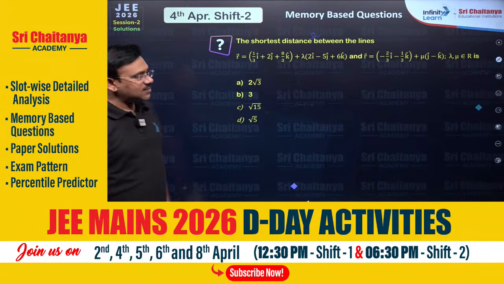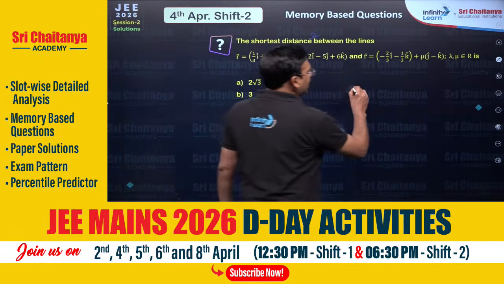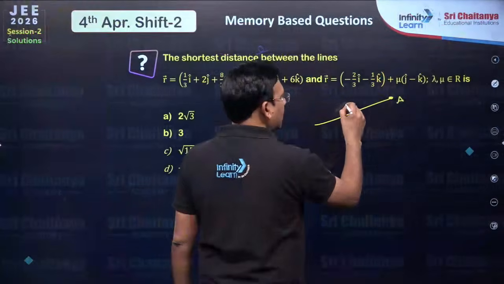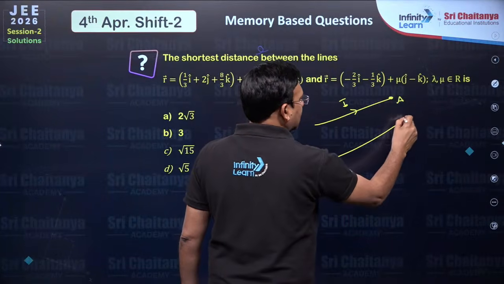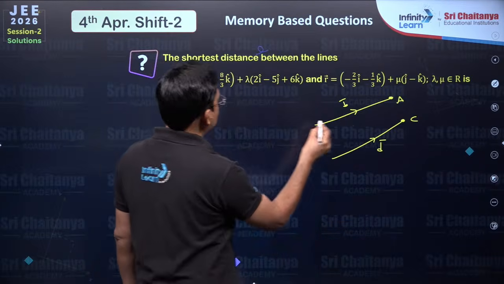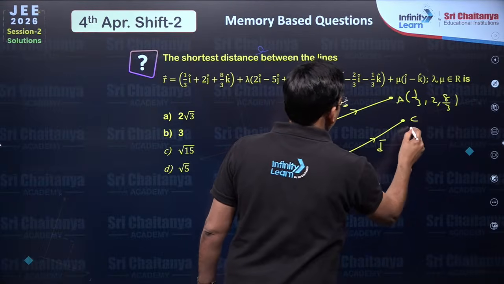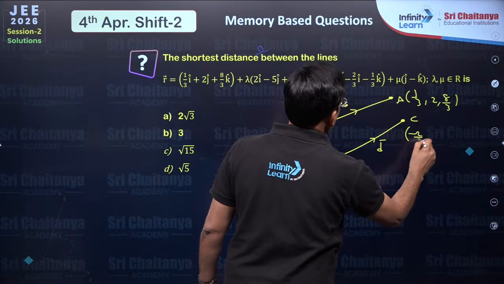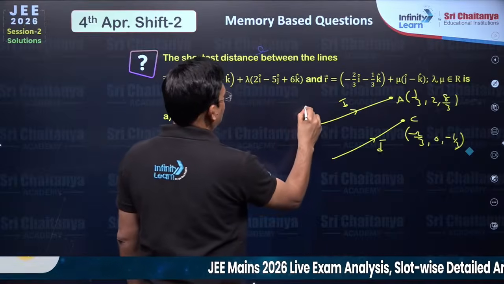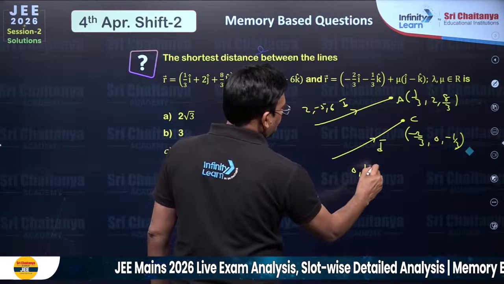So guys, the shortest distance between the two lines is very simple. The first line, suppose you are given a point A on it, parallel vector is going to be B bar, another line, point C is given, parallel vector is D bar. So A point is (1/3, 2, 8/3) and C point is (minus 2/3, 0, minus 1/3). This parallel vector is (2, minus 5, 6). This parallel vector is (0, 1, minus 1).